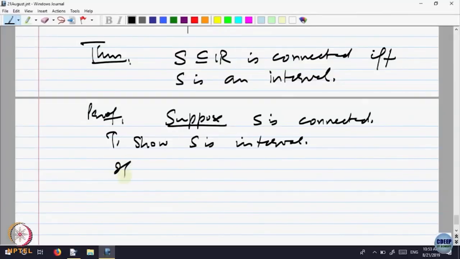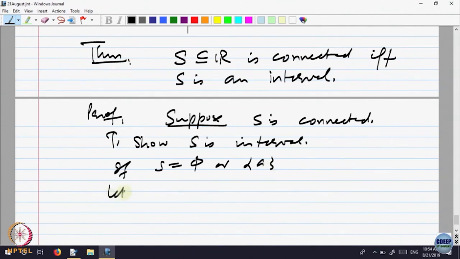Suppose it is a singleton. So if S is equal to empty or a singleton point, that is a subset of the real line, is it connected? That means it should not have any separation, right? The only singleton point will be in one of the sets A or B only. So there is no separation possible. Okay. So it is connected.